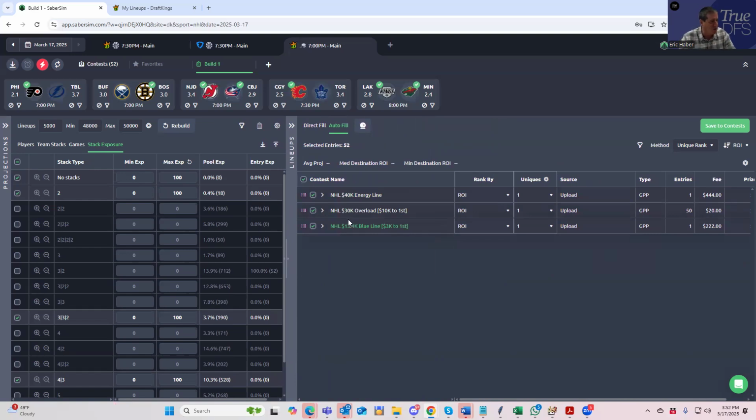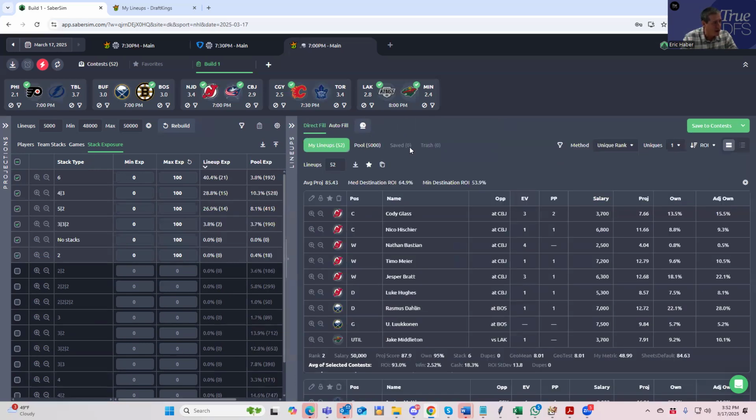So what this requires you to do, if you're going to play that way, is rank these in a certain way where you actually prioritize what gets what. For hockey, for whatever reason, I don't like to do that, so I will just stick with direct fill.